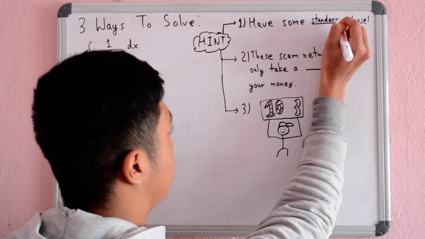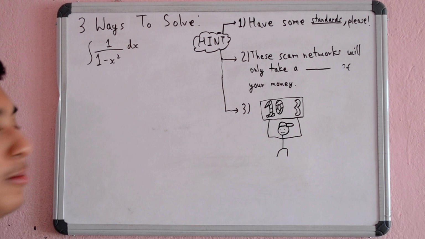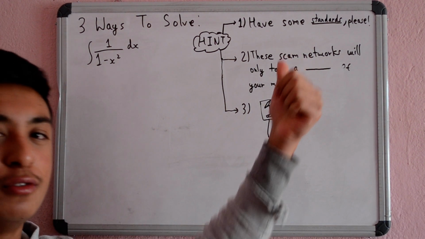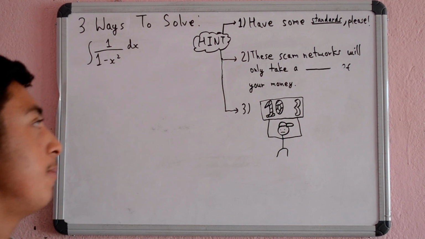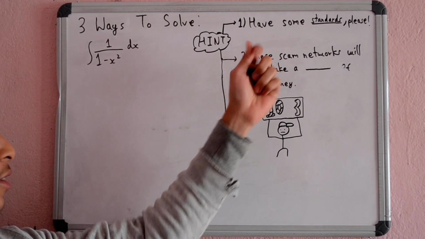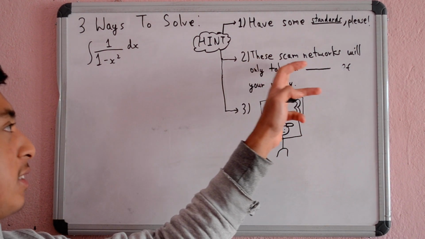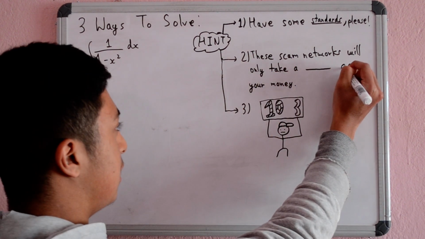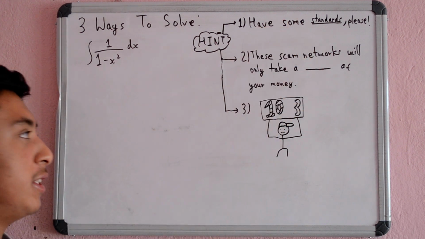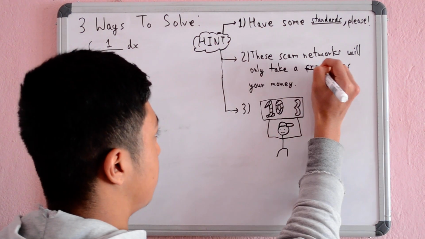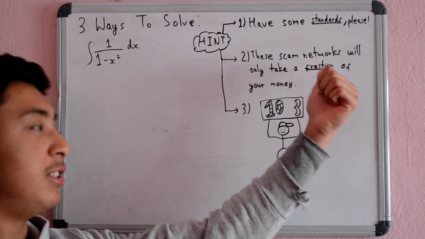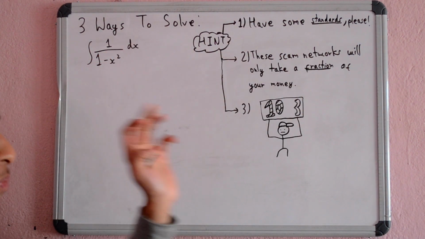Standards. Have some standards, please. Well, if you were thinking food, not your fault, I guess. Now, for the second method, these scam networks will only take a blank of your money. Well, I think it's more obvious than the first hint, but it's a fraction. Because we're going to be using partial fraction for this.